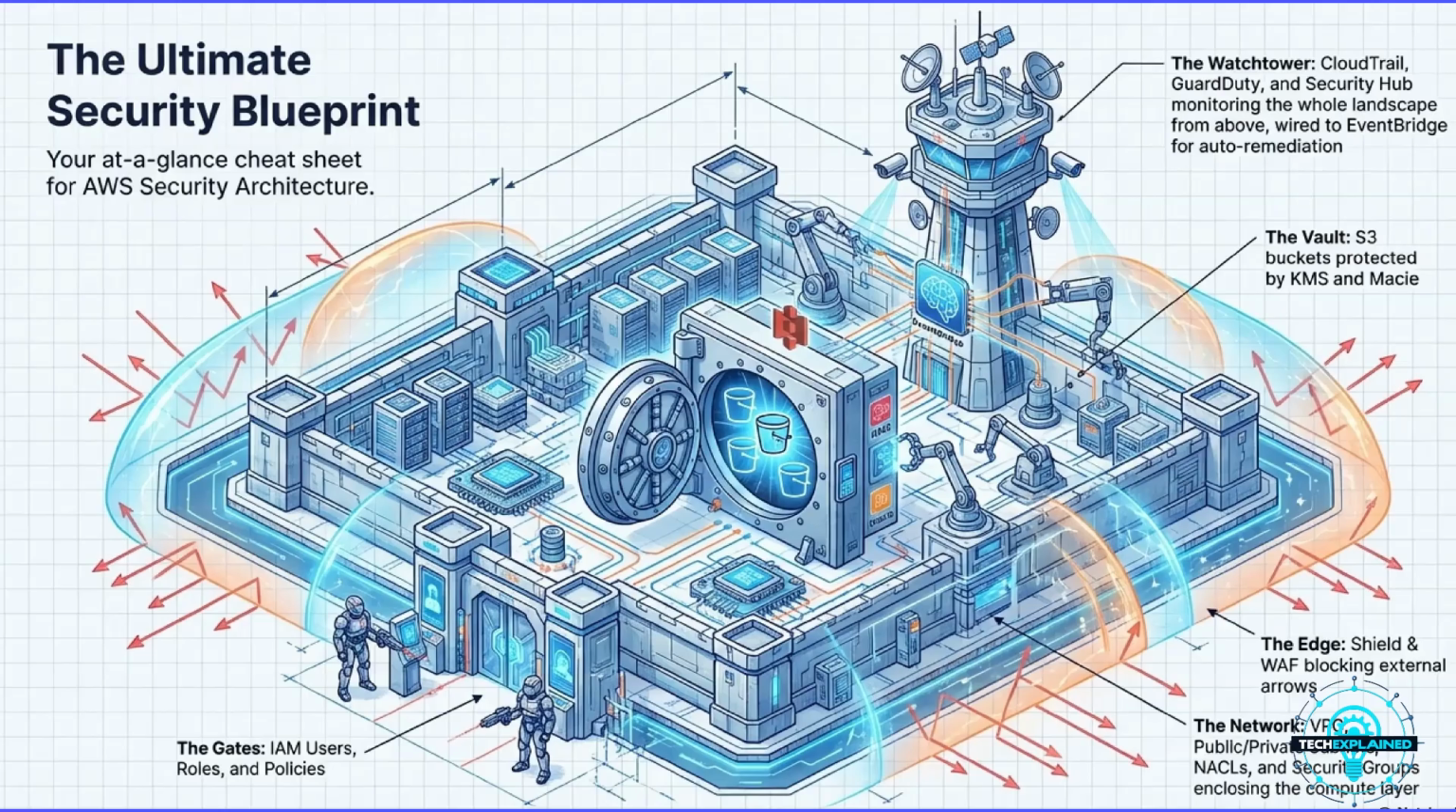Finally, let's look at the complete picture. Your ultimate AWS Security Blueprint combines all these layers into a cohesive defense strategy. Identity verification ensures only authorized users gain access. Least privilege policies limit what they can do. Network perimeters control traffic flow. Edge shields block external attacks. Encryption protects data at rest and in transit. Monitoring services provide visibility. And automation responds to threats instantly.